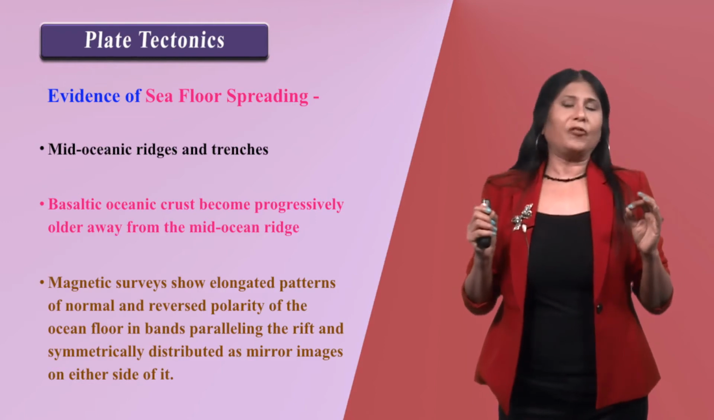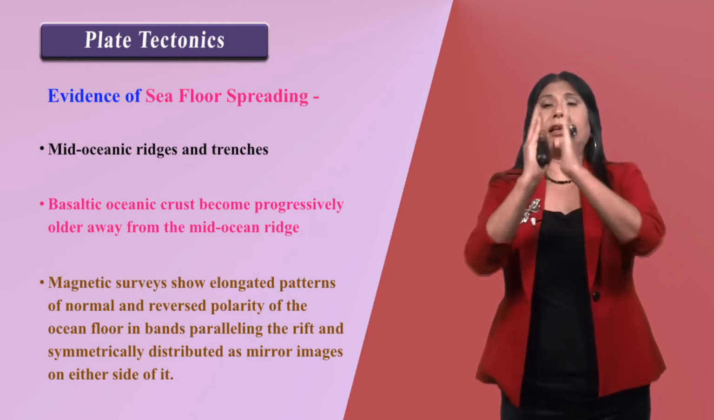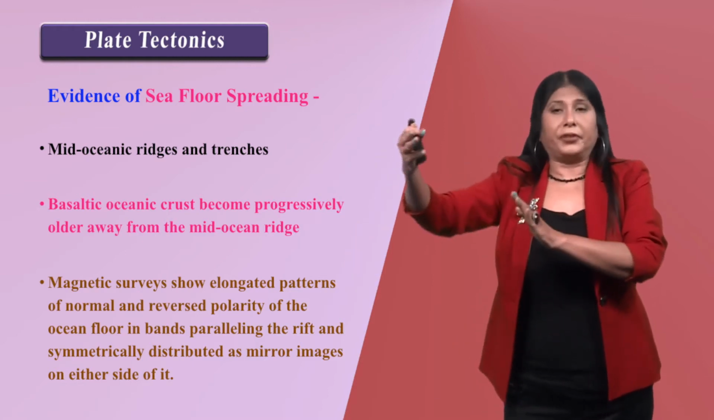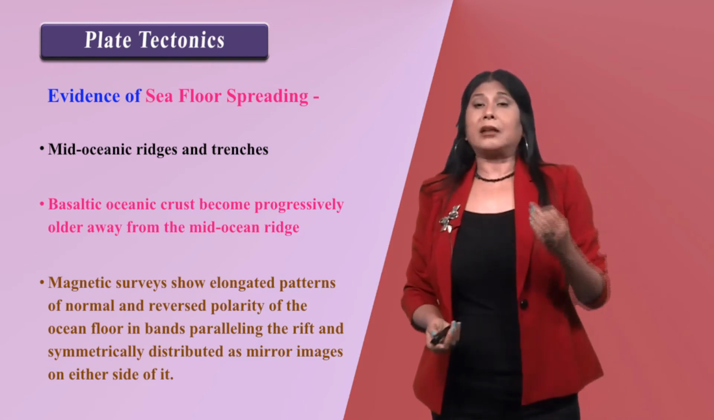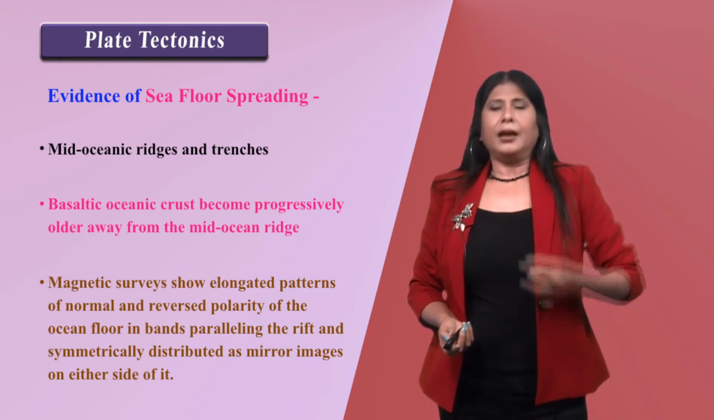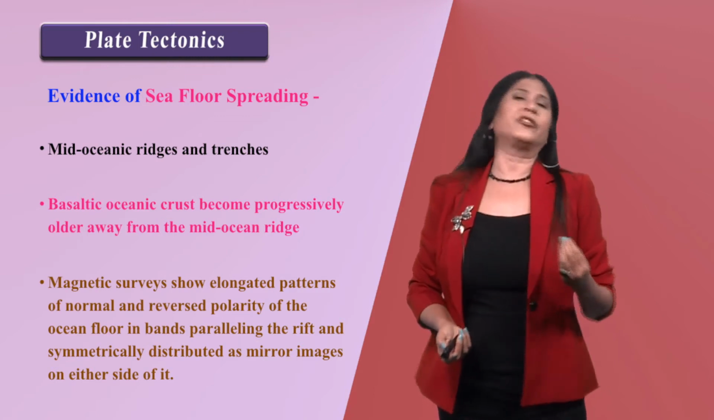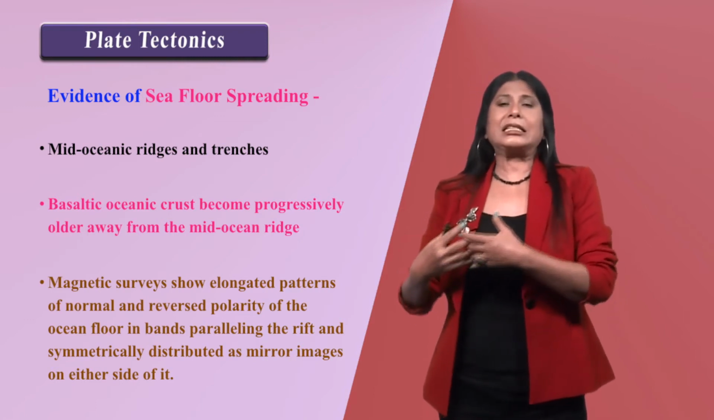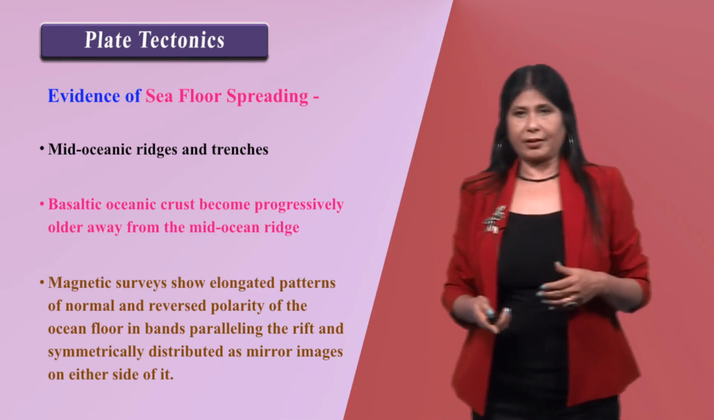What is the evidence of seafloor spreading? The mid-oceanic ridges are in the center, and on the opposite side, at the boundary of the continent, we have the trenches. The basaltic oceanic crust becomes progressively older away from the mid-oceanic ridge. Magnetic surveys show elongated patterns of normal and reverse polarity of the ocean floor in bands paralleling the rift and symmetrically distributed as mirror images on either side of it.